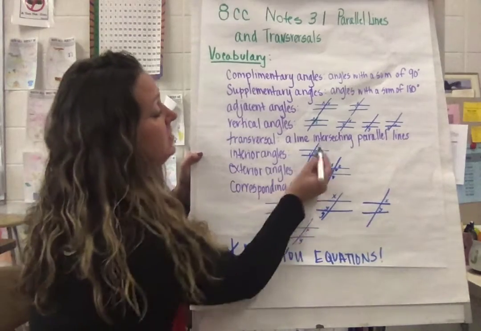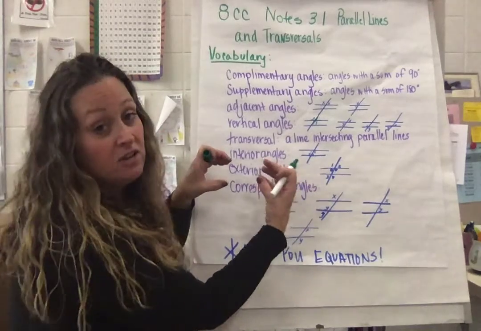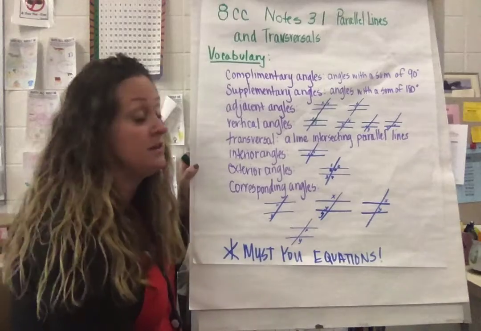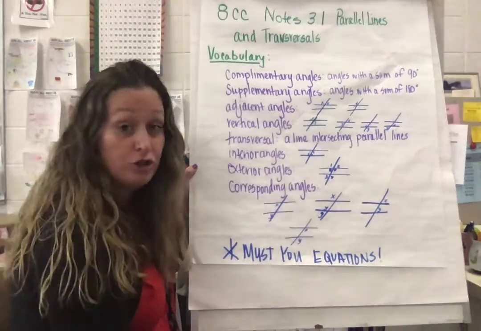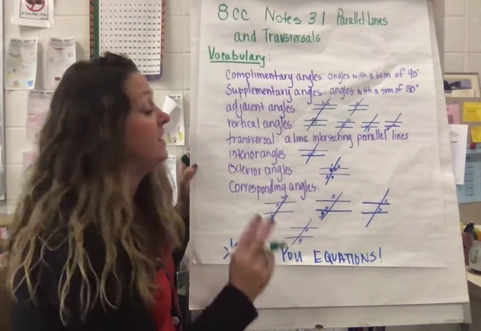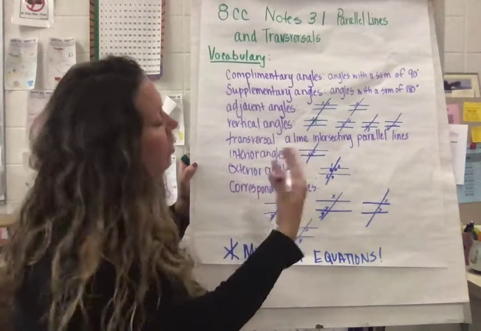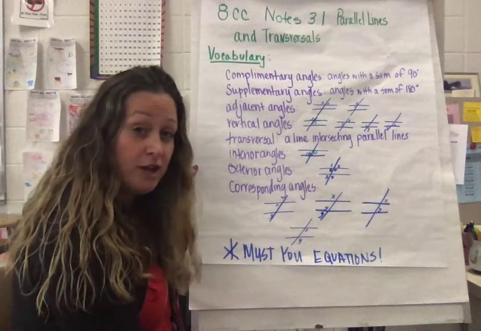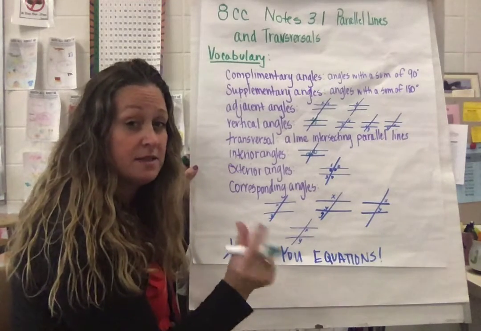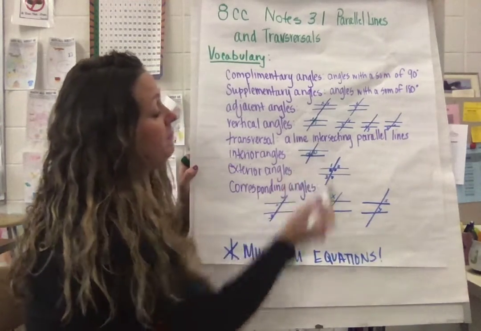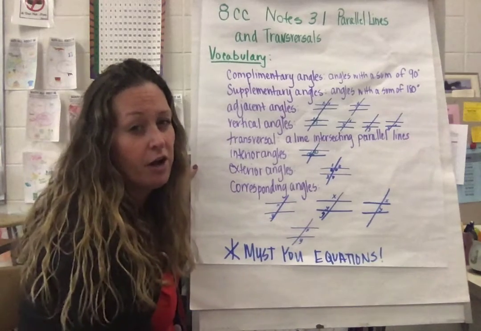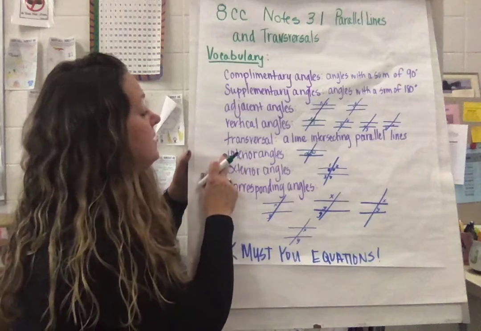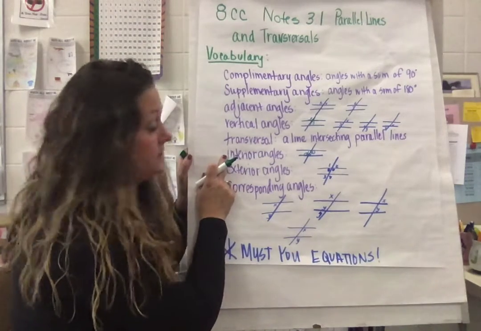Interior angles. Interior angles means that they're the angles inside of the 2 parallel lines. There's 2 types of interior angles: alternating interior angles. So 2 and 3 are alternating interior angles because they're on opposite sides of the transversal, and 1 and 4 are alternating interior angles because they're on opposite sides of the transversal. And interior angles are also congruent.